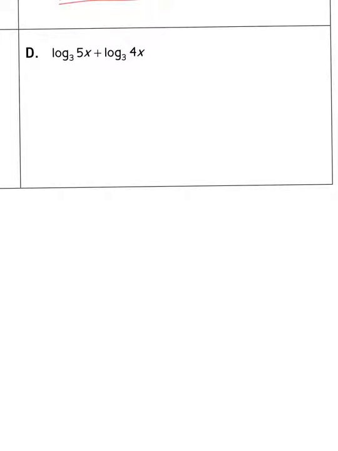So for D, we have nothing in front that needs to be looped. We just have this addition. So we're going to take the 5x and multiply it to the 4x. So I have log base 3 of 5x times 4x, and you need to actually physically multiply those together. So I get log base 3 of 20x squared.